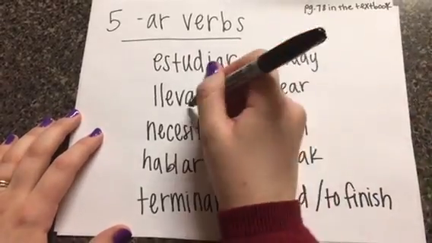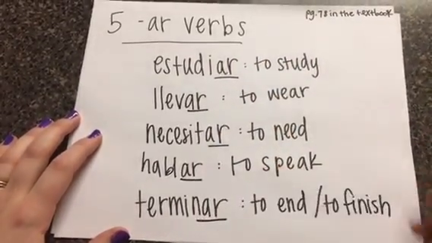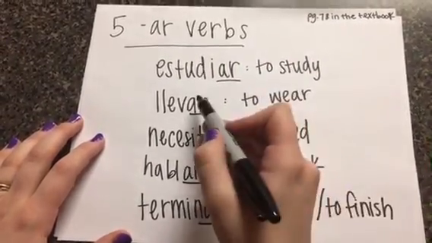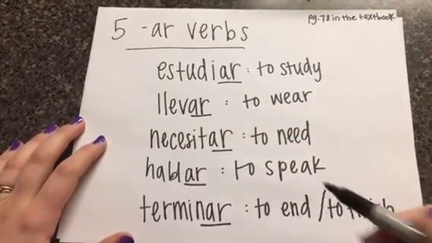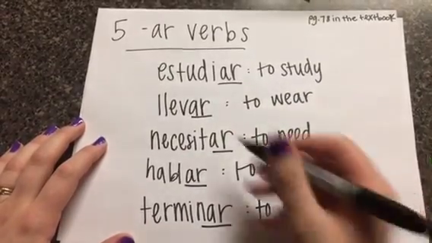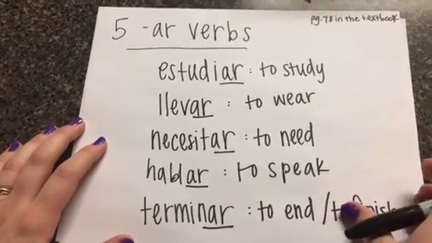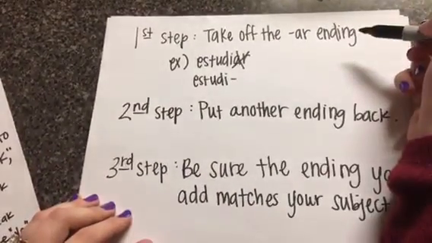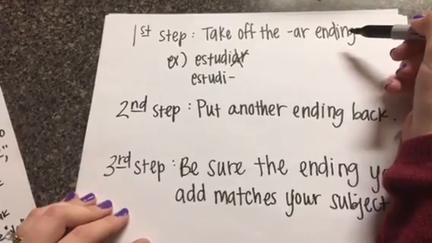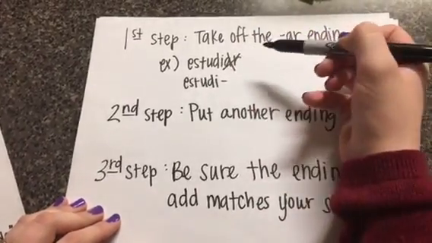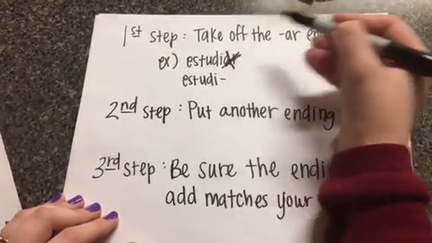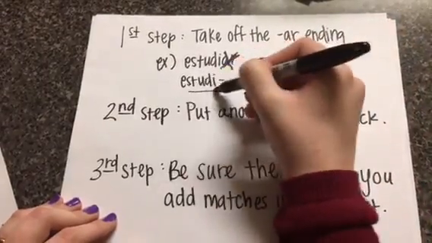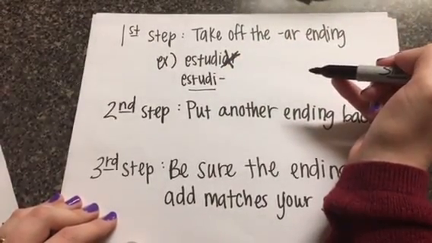So again, just like the verb ser, we're going to change each of these verbs. Notice that their endings are all AR. I must change these verbs to reflect my subject. Okay? So my first step as far as conjugating or changing the verb goes is to take off or remove the AR ending. So my example is for estudiar, I would just simply remove that AR. Now I'm left with what we call the stem, estudi.